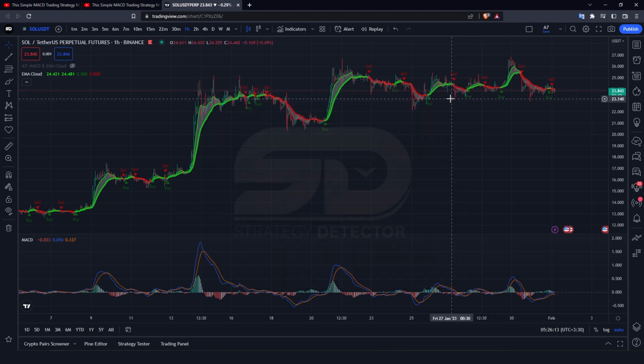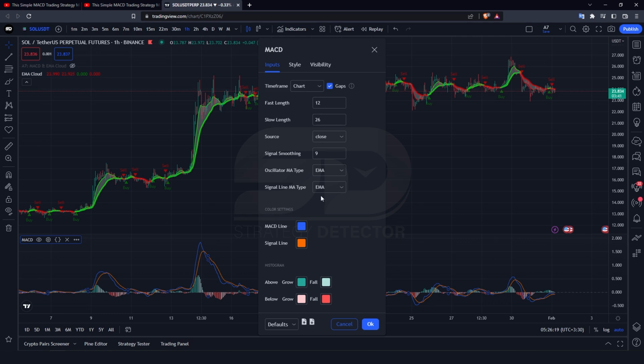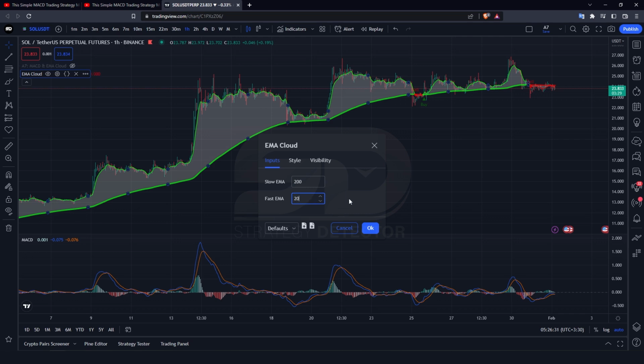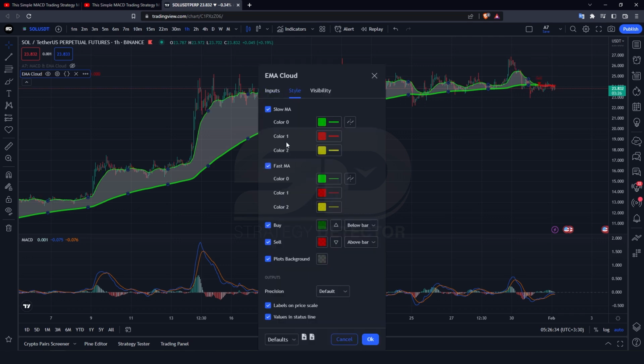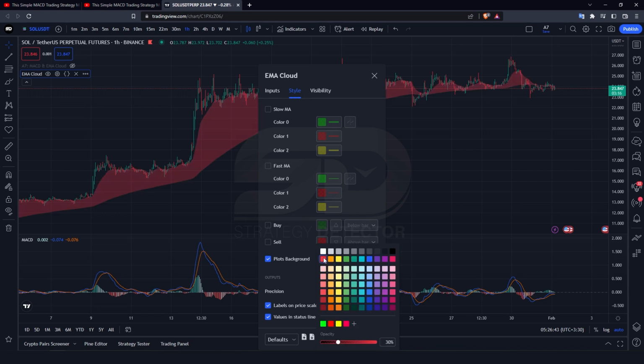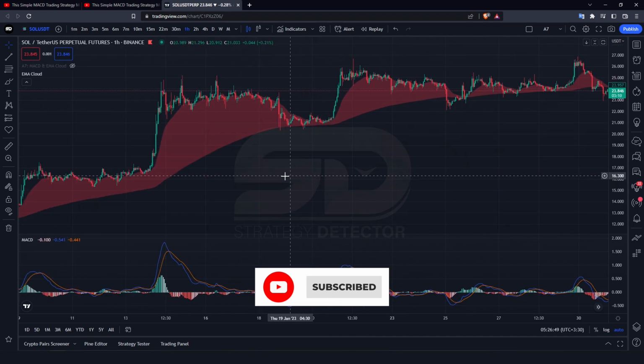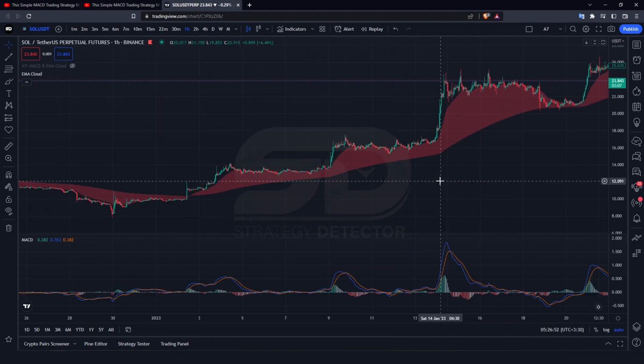Okay. Now in the MACD settings, we're not going to change anything. Just leave the default settings, okay? And for the EMA settings, we need to change the slow EMA to 200 and the fast EMA to 20. And here's the style tab, and we turn off all these here. Just keep the background and let me change it to red to make sure it's more visible on the chart. These are the only 2 indicators that we need to use for this strategy. Actually, it is a quite simple strategy.